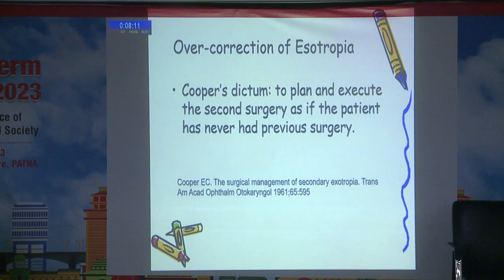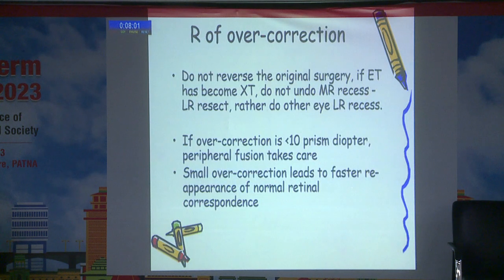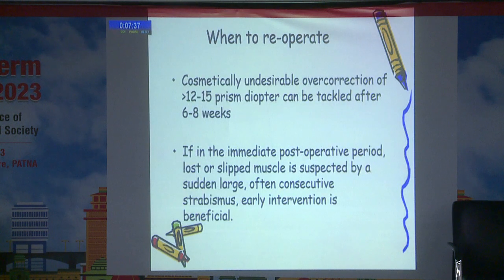Again, if there is a large overcorrection, there is a Cooper dictum to plan and execute the second surgery as if the patient has never had previous surgery. For the treatment of overcorrection, do not reverse the original surgery if ET has become XT. Do not undo the recess, but rather tackle the other eye and do a recess. If the overcorrection is less than 10 prism diopters, peripheral fusion takes place, and a smaller overcorrection leads to faster reappearance of normal retinal correspondence. So it's not that bad.